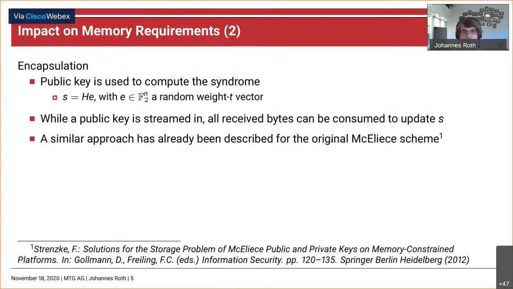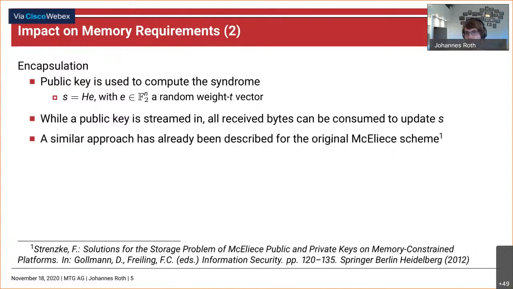Then the other direction was the encapsulation. The encapsulation operation basically consists of the syndrome computation. The public key is used for computing the syndrome of an error vector e. This is done by multiplying H by e, and H is basically a matrix that contains the public key. The goal now is that we do not have to store the complete public key in a buffer and then do the computation, but do the computations as we receive the bytes of the public key. This is actually easy to accomplish because this is just a matrix-vector multiplication. This means many independent terms that we can compute independently, and we can update our intermediate result of the syndrome.